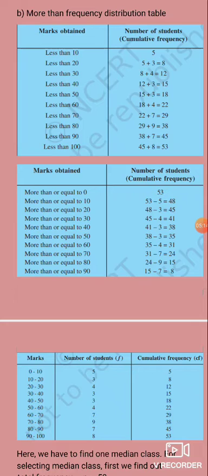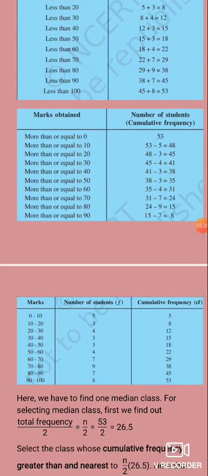Now in the case of mode, we select one modal class. How we select the modal class? Maximum frequency class is the modal class. So same type as this one, to find out a median, one equation is there, but before that we need to select one median class. For the selection of median class, the condition is, first, what is the total frequency here? 53. Yes, that is n is equal to 53. Find out n by 2. So when we find out n by 2, 53 by 2 is equal to 26.5. Select the class whose cumulative frequency is greater than or nearest to n by 2.